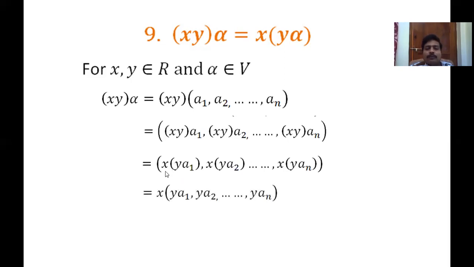So this can be written as x times (ya1, ya2, and so on, yan), and it can be written as x times (y alpha). This is nothing but y times (a1, a2, an), that is y alpha, and x times (y alpha). So we can conclude that (xy) alpha is equal to x times (y alpha). So the ninth axiom is also true.